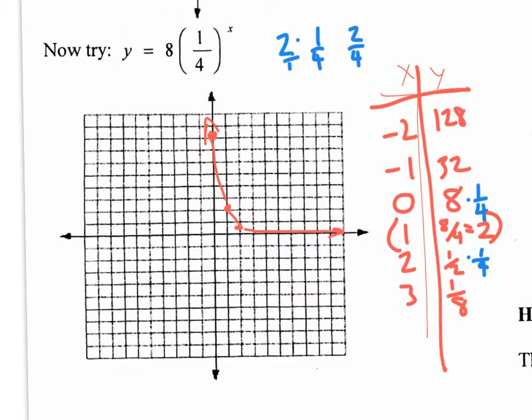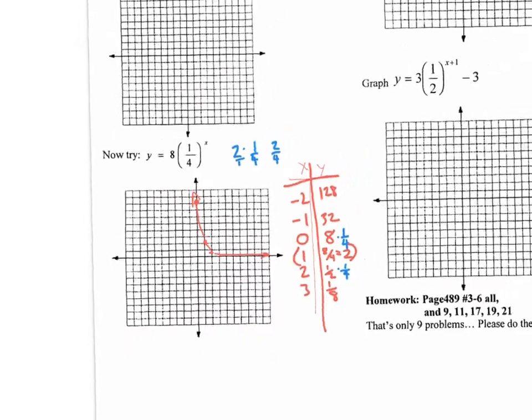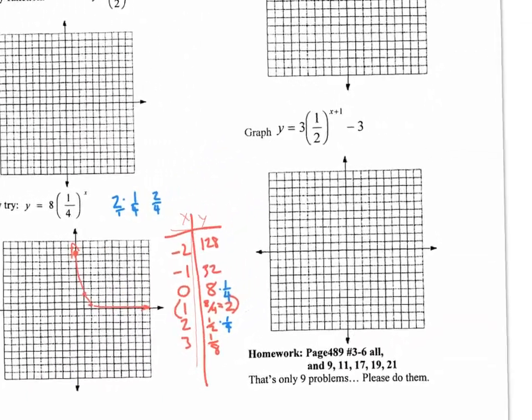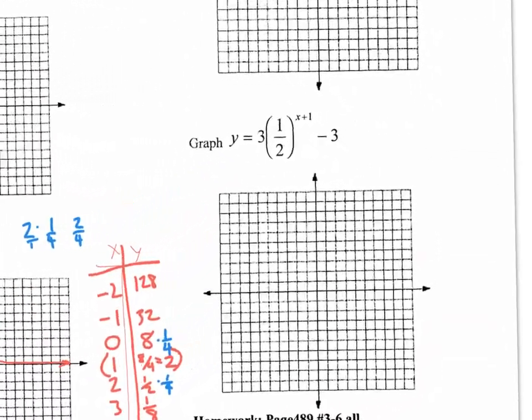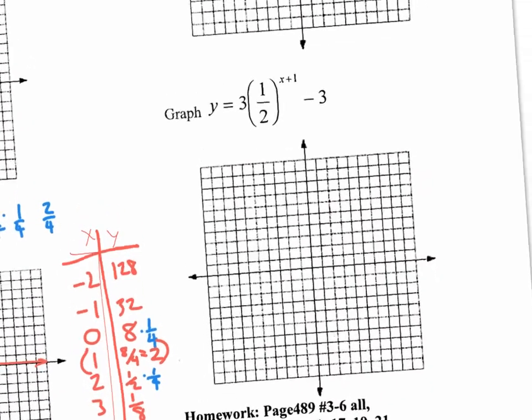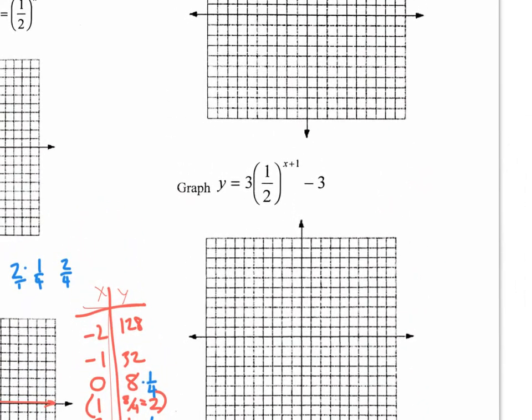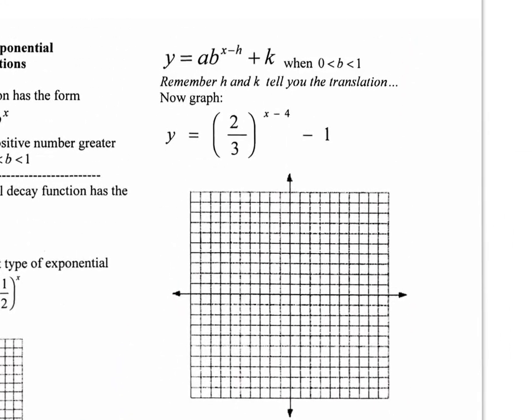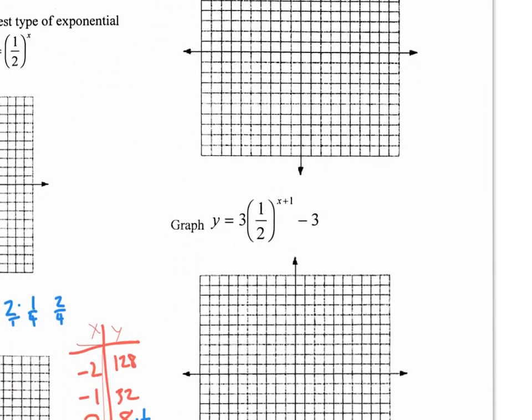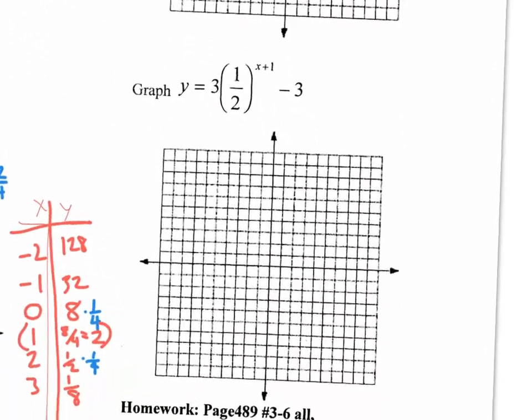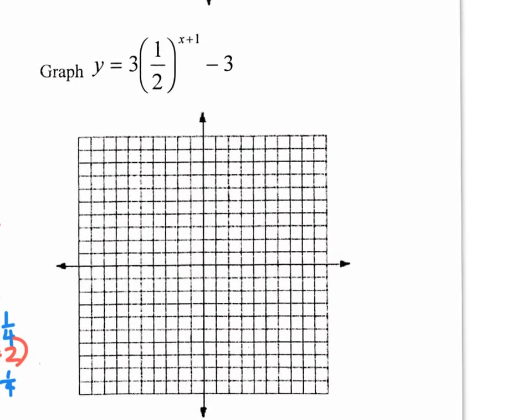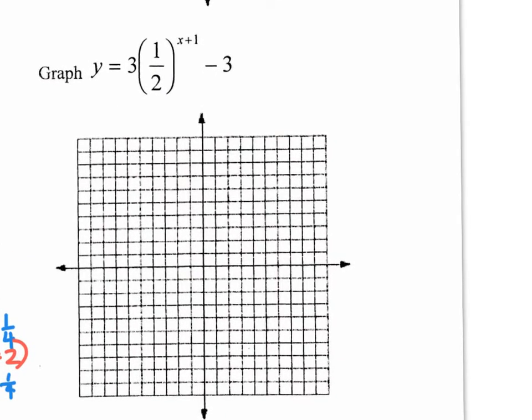Let's go to something that does have an h or k shift. Let's do this last one right here. Or, let me check out this one up here. Well, we could either do that one or this one. I'll go with the bottom one right here. So, if I want to graph this one, again, go to an XY table.